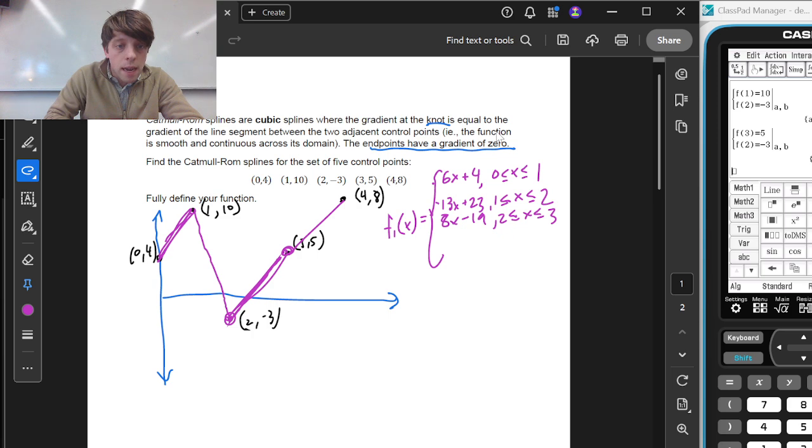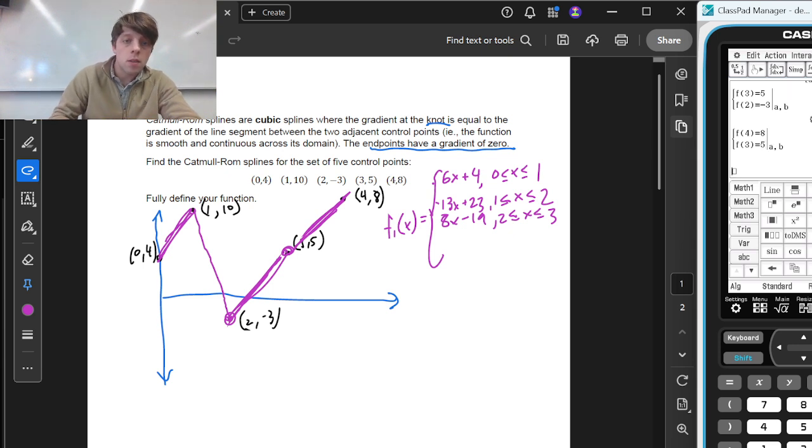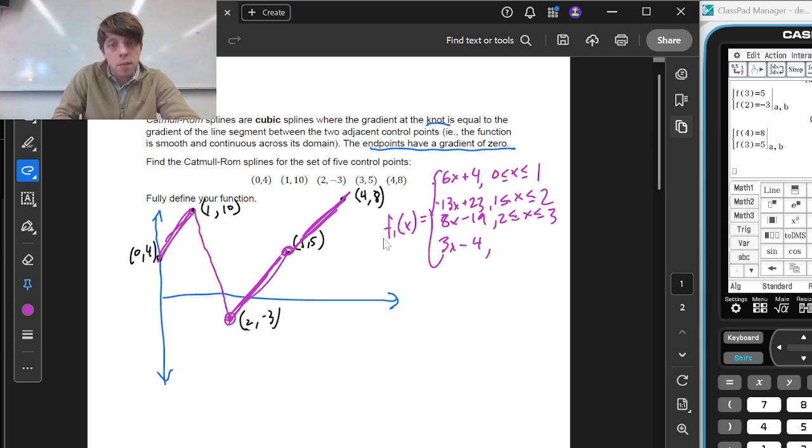Okay, final line that we have to define is this one right here. And once again, we can do that in the same way. So when x is equal to 4, y is equal to 8. When x is equal to 3, y is equal to 5. Solve for a and b. Okay, so now we have developed our system of equations for these points. So minus 4 from x is equal to 3 up to x is equal to 4.